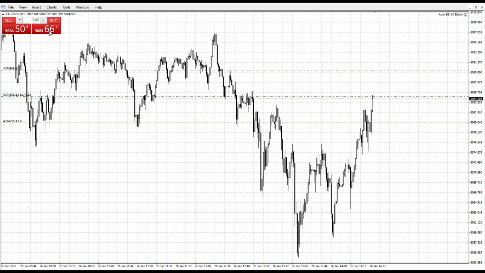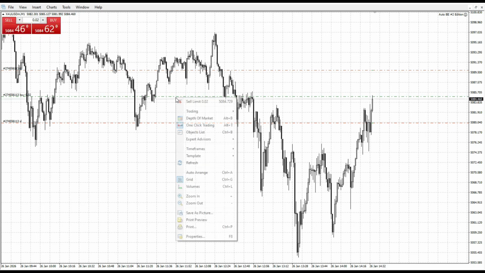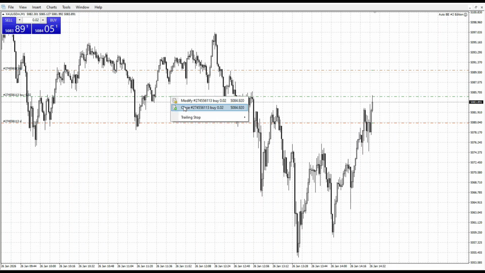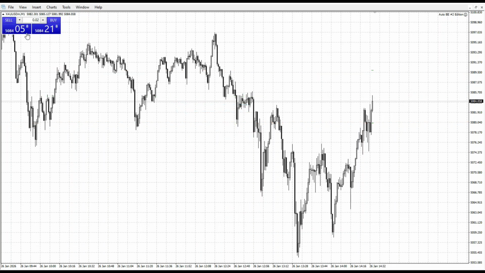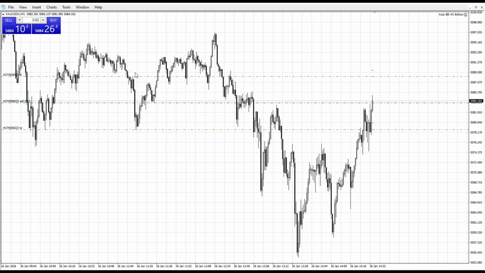Now let's see it in action. I'm opening a trade on this chart, and as you can see, the stop loss and take profit levels are set automatically. Everything happens instantly, so you don't have to worry about missing a proper exit or setting stops manually.